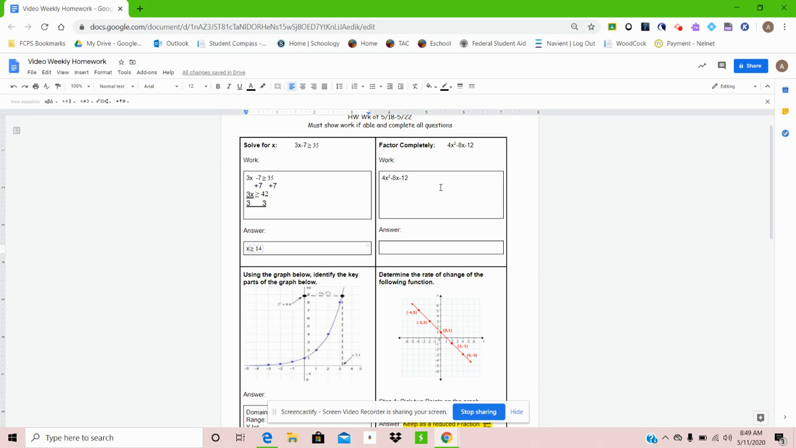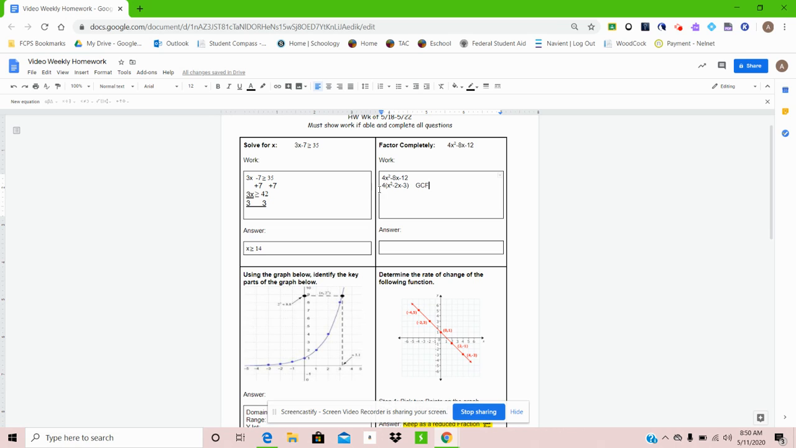Looking at number 2, we're going to work on factoring still. Again, when I look at factoring, the first thing I always have to look for is, does it have a GCF? Is there a number that goes into all the numbers, and do they all share a variable? Well, looking at this trinomial, this has an x, this has an x, this doesn't have an x, so they don't share an x. But I do notice that they are multiples of 4. So I can take out a 4, and then I'm left with x squared minus 2x minus 3.